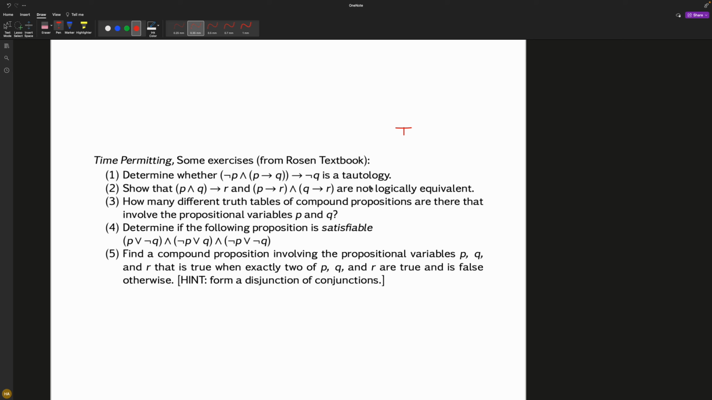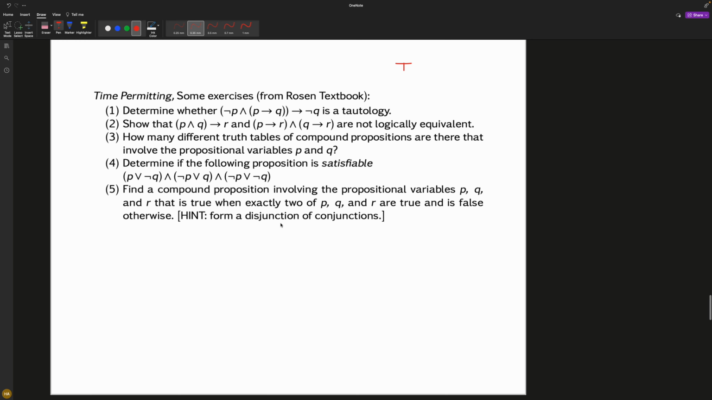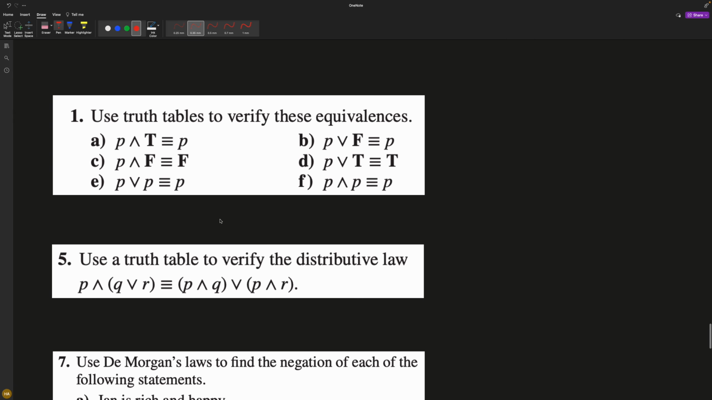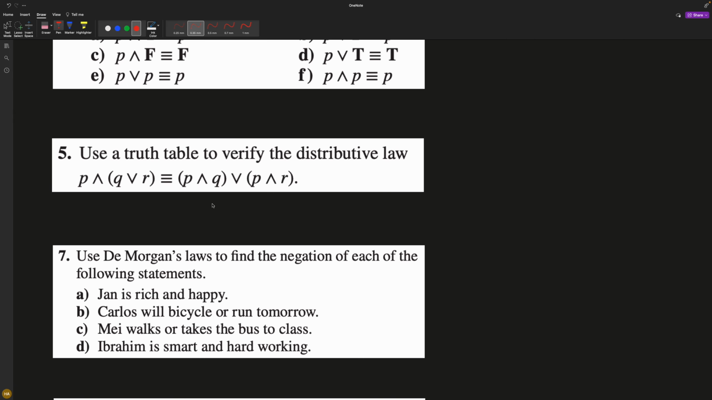So show that these are not logically equivalent. Again, truth table, all these are truth tables. So you don't have to worry about that. Use truth table. These are the homework questions. Use truth table. We did all these in the last lecture. That's why I'm not doing them.